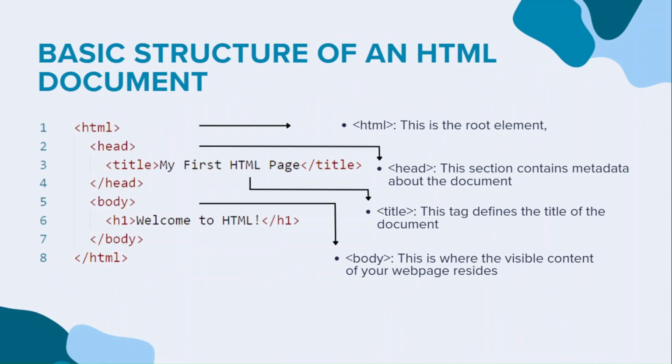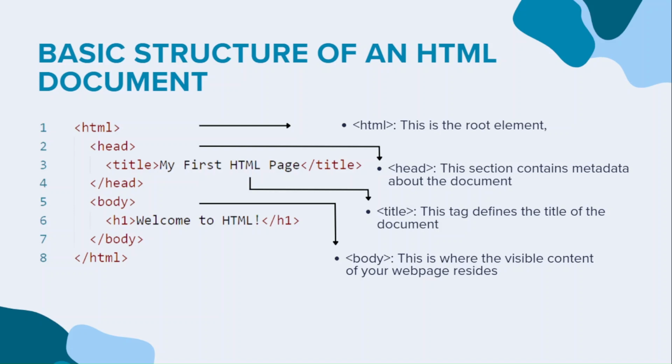An HTML document has a simple structure, but understanding it is crucial. Here's the basic structure of an HTML file. First, html. This is the root element encompassing the entire document. Think of it as a container for everything else. Second, head. This section contains metadata about the document, like the title, style sheets, and scripts. It's what the browser uses, but isn't directly visible to the user.